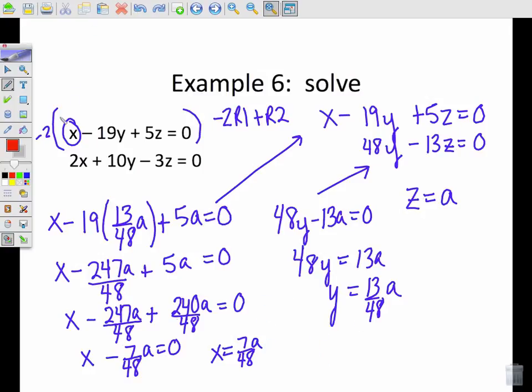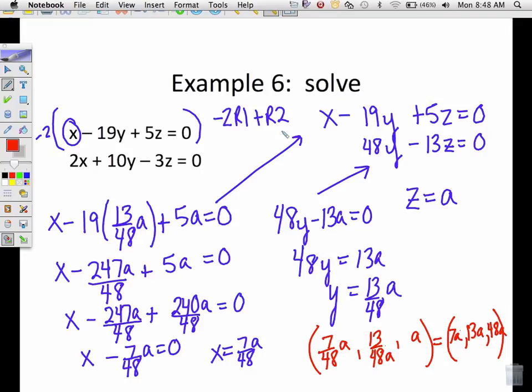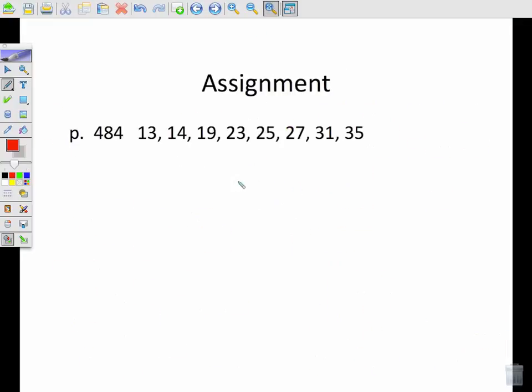So we've got, for final answer, 7/48 a, 13/48 a, and a. So another conclusion to this would be if we multiplied them all by 48, so that would be 7a, 13a, and 48a. That's just another alternate form for our solution. And that's how you do infinitely many solutions. This is your assignment for the first section.